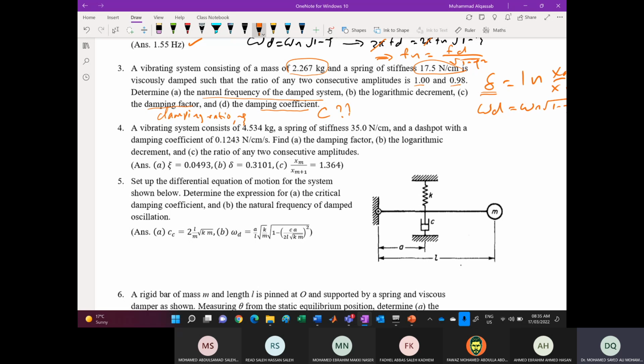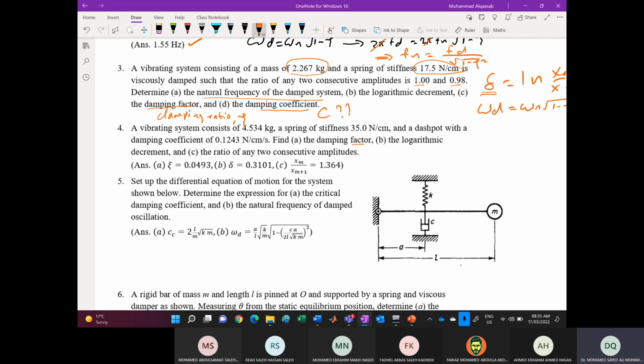Question number 4. A vibrating system consists of a 4.534 kilogram mass, a spring of stiffness 35 Newton per centimeter, and a dashpot with damping coefficient 0.1243 Newton per centimeter per second. The dashpot is the viscous damper. Find the damping factor, zeta, the logarithmic decrement, delta, and the ratio of any two consecutive amplitudes.